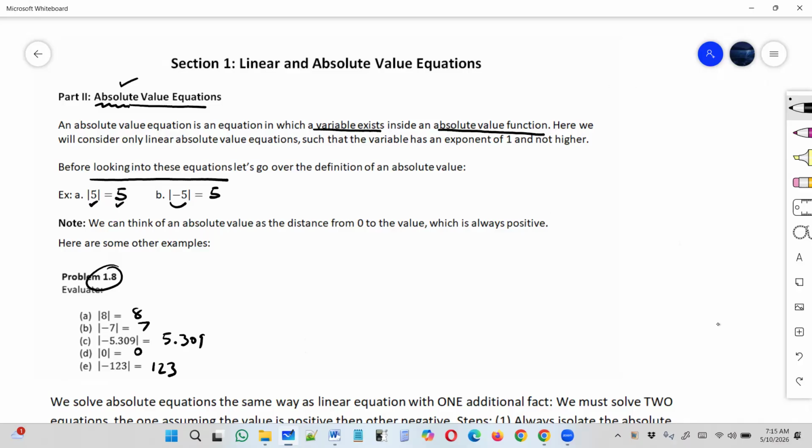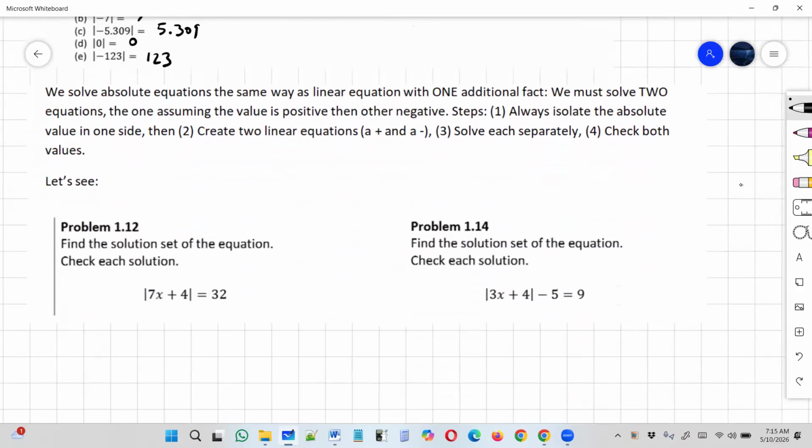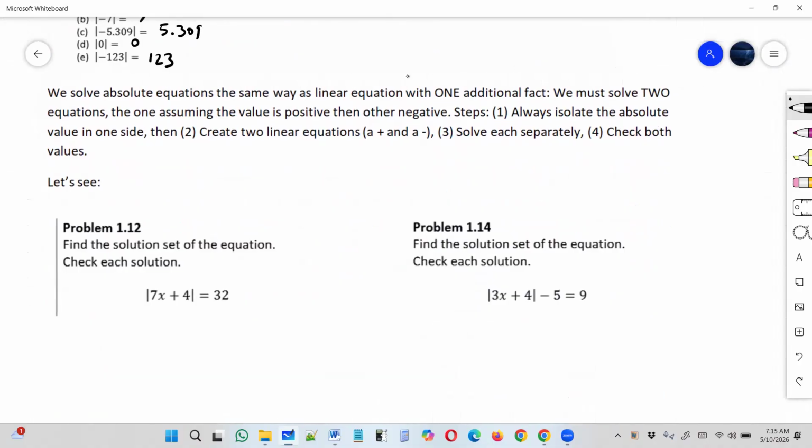Now, when we solve absolute value equations, because of the issue with the definition I gave you a couple minutes ago, right? Because of that issue with what if it's a variable? Then we don't know. There may be two answers, x or -x, depending if this is positive or negative. Because of this, we are going to have to solve two linear equations. Okay, one that assumes the value is positive and the other assumes it's negative. So this has to be done every single time.